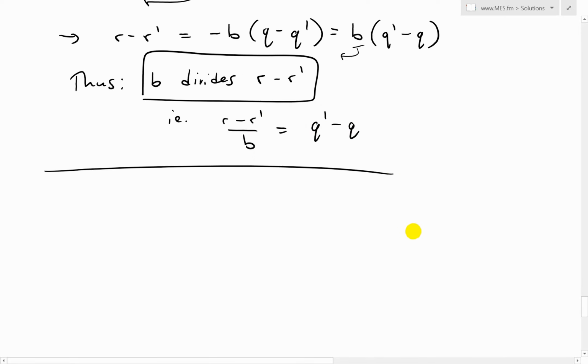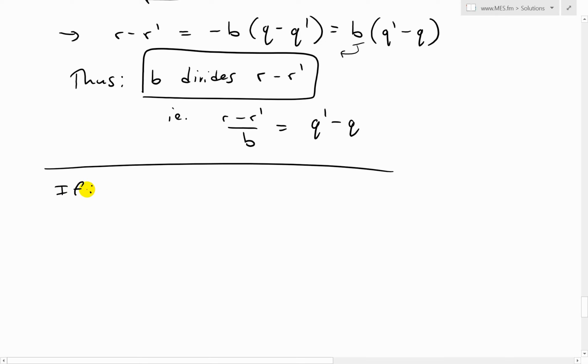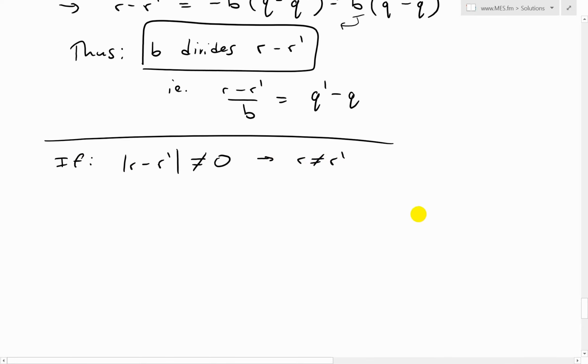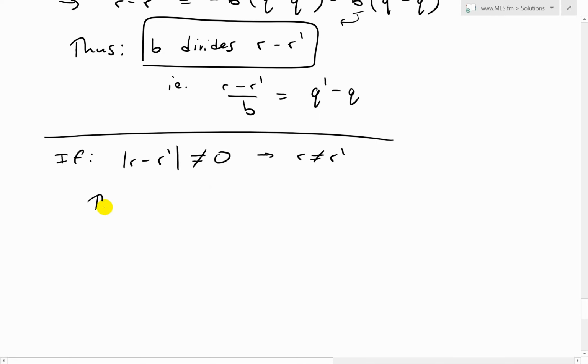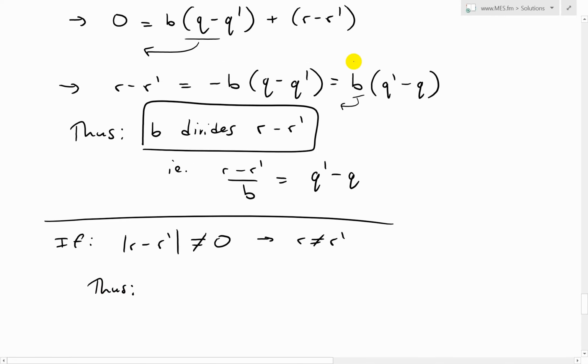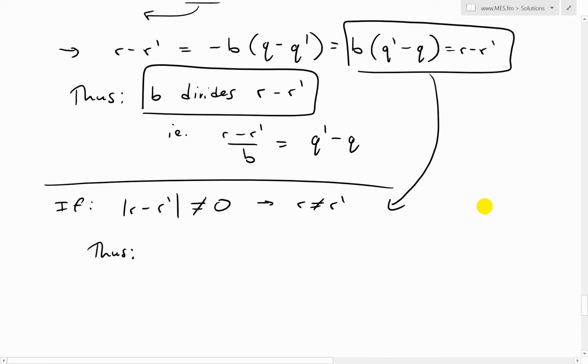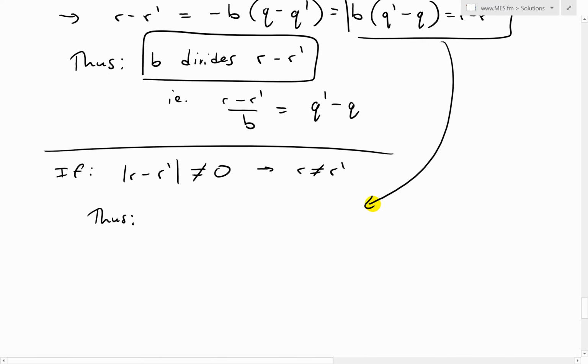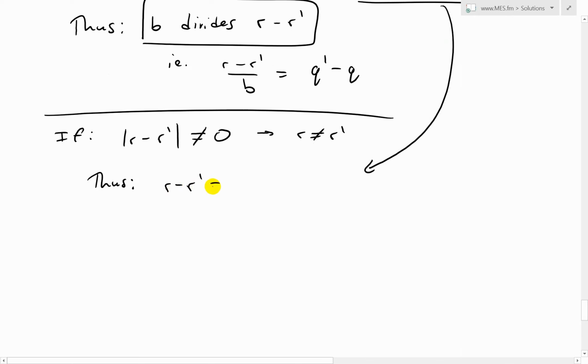Very, very interesting. And now let's look at the case where r minus r prime is not equal to 0. So they're not equal to the same ones, in other words r is not equal to r prime. So if we look over here, let's write this r minus r prime and drag it all the way inside this equation: r minus r prime equals b times q prime minus q.